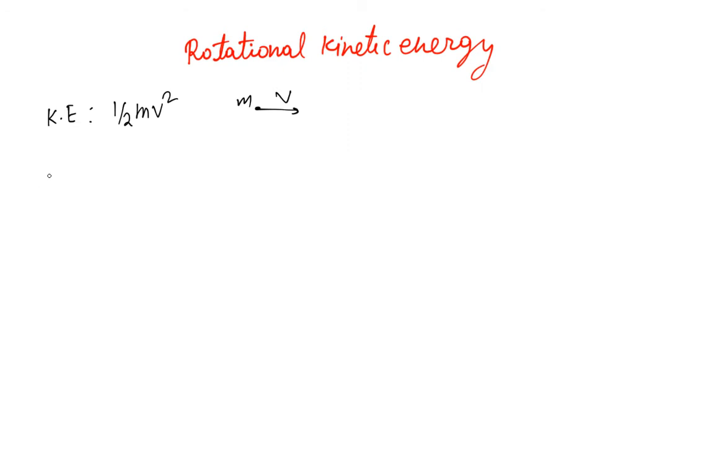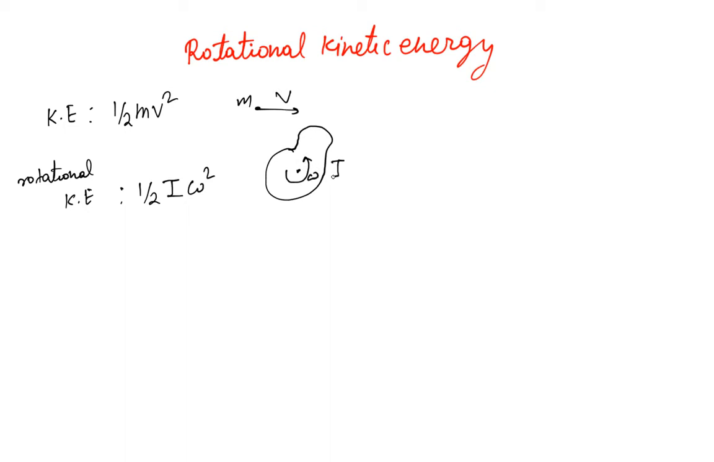Now the corresponding formula for the rotational KE is, you can actually guess, m gets replaced by I and v gets replaced by omega. And this is the case. Let's say this is the system, it's moving with omega and it has a moment of inertia I. This is what it is.